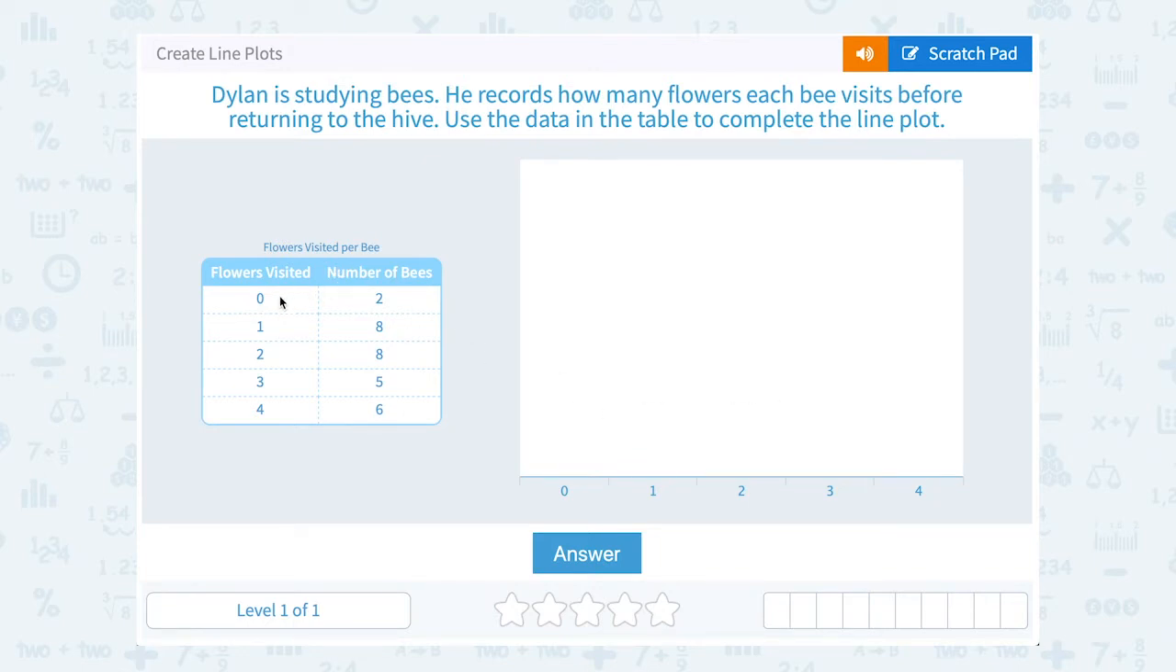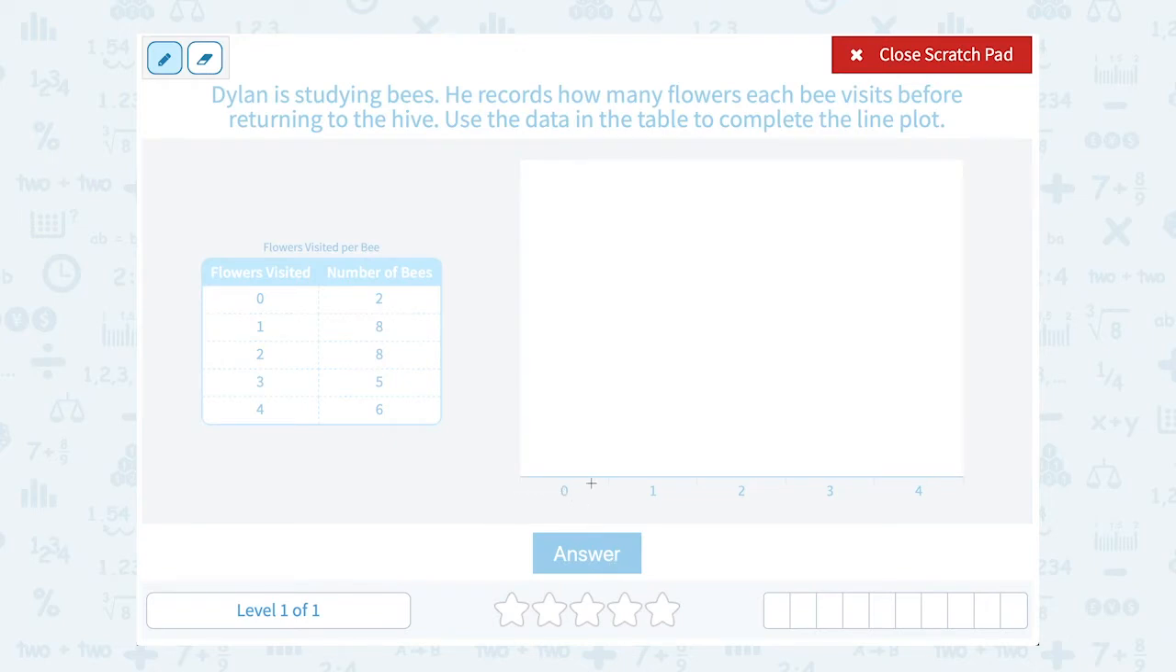All right, well, if I look at my table, I can see 2 bees visited 0 flowers, 8 bees visited 1, 8 bees visited 2 flowers, 5 visited 3, and 6 visited 4. If I take a look at the numbers across the bottom here, we call this the x-axis, right? The left to right numbers. These are all the flowers visited, right? 0, 1, 2, 3, and 4. So these must represent the flowers visited.